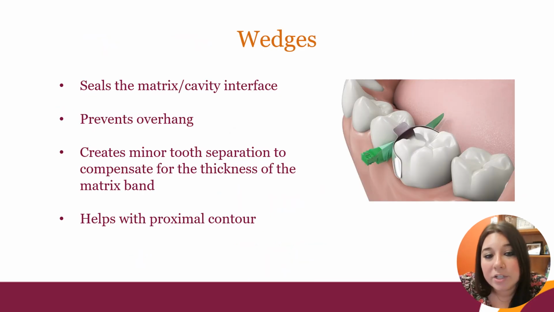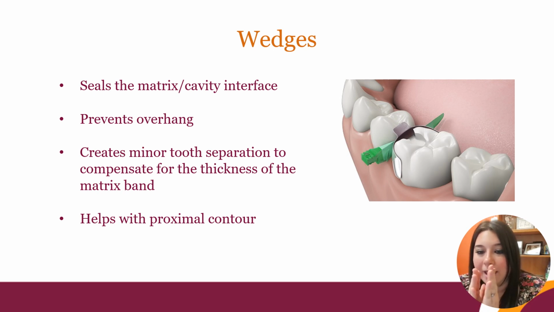Getting more into wedges, they help seal the matrix and cavity interface where the matrix and cavity prep come together, which helps prevent overhang, because if it's sealed there, that material is not escaping through the bottom of the matrix band and causing overhang. It also helps the tooth separate just a little bit, enough to accommodate the thickness of the matrix band. That way when you take the wedge out, the teeth are apart a little bit.